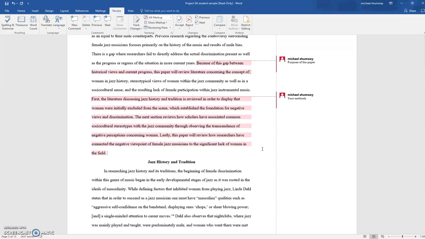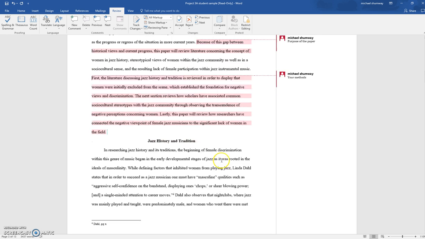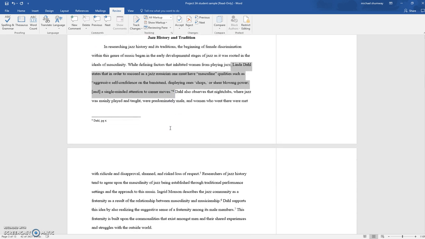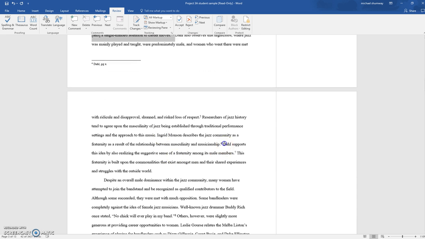A lot of students often run into trouble where they try to make different arguments or take sides with their sources, and that's not the goal. The goal is just to take all this information in and show how these sources are related to each other. And so we can come down here and look at a quick example of that. In researching jazz history, the beginning of female discrimination, et cetera, with defining factors inhibited, Linda Dahl states, right, so we have our first statement of a source. So Linda Dahl is giving us some background information about jazz, talking about her argument.